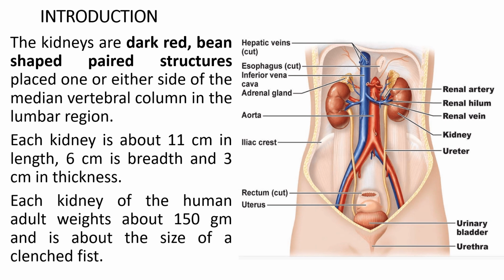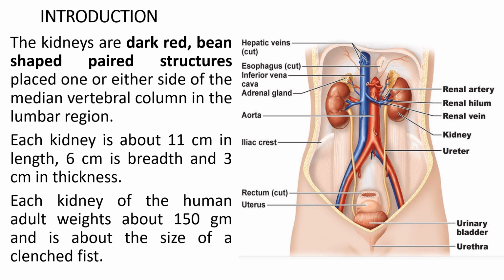Description of the kidney. The kidneys are dark red in color. They are bean shaped and paired structures, which means one on each side of the body. They are located in the lumbar region on either side of the median vertebral column. Approximately 11 centimeters in length, 6 centimeters in breadth, and 3 centimeters in thickness. The weight of an adult human kidney is approximately 120 to 170 grams, with an average weight of around 150 grams. Approximately, it's the size of a clenched fist.